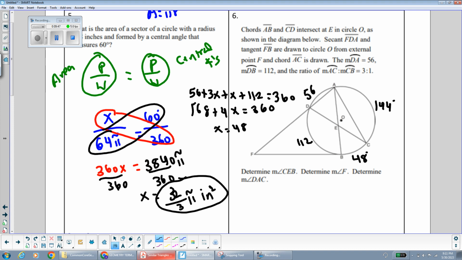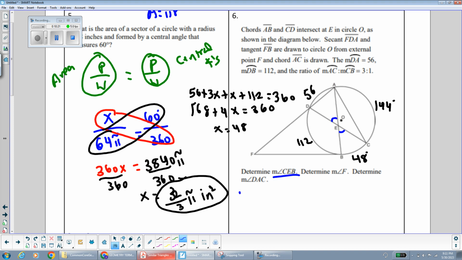So it says first, determine the measure of angle CEB. That's this angle right over here. Notice this angle is formed by intersecting chords. I see that letter X. And I know when we're talking about the angles formed by intersecting chords, the angle is equal to half the sum of the intercepted arcs.